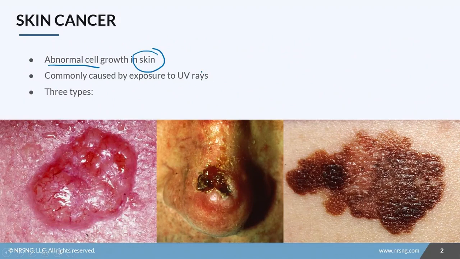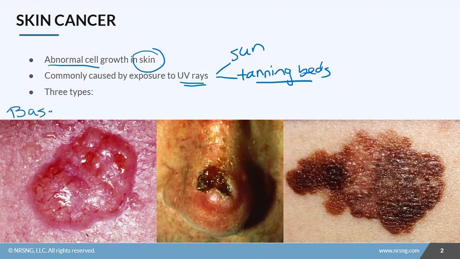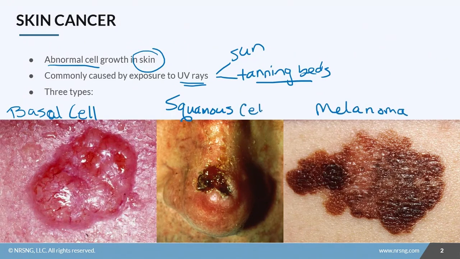They are most commonly caused by exposure to things like UV rays, like the sun or tanning beds. Tanning beds are so bad for you. There are three main types. There is basal cell carcinoma, there is squamous cell carcinoma, and there is melanoma. Okay, those are the three main types. And they are all in order of basically severity.